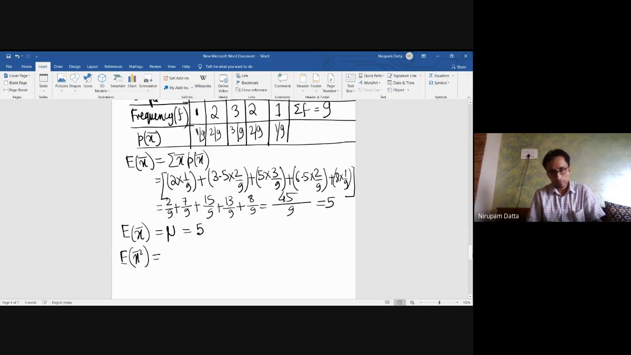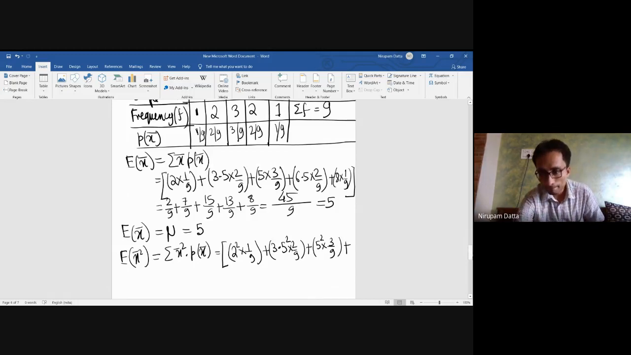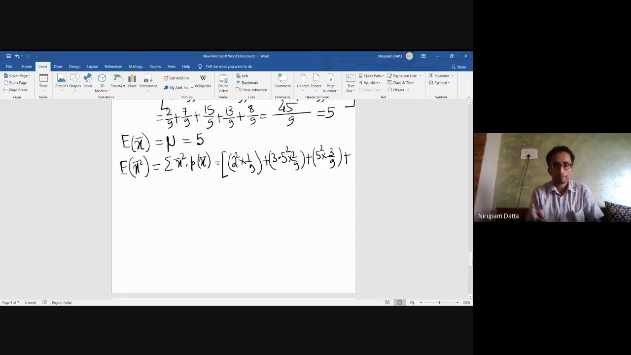x bar square is nothing but x bar square into p of x bar. So this is 2 square into 1 by 9 plus 3.5 square into 2 by 9 plus 5 square into 3 by 9, then plus 6.5 square into 2 by 9, then 8 square into 1 by 9.